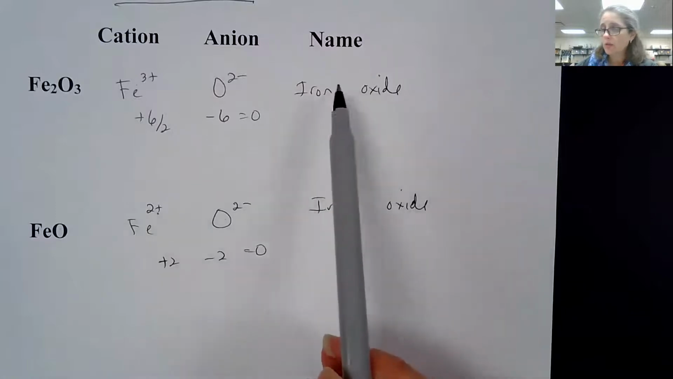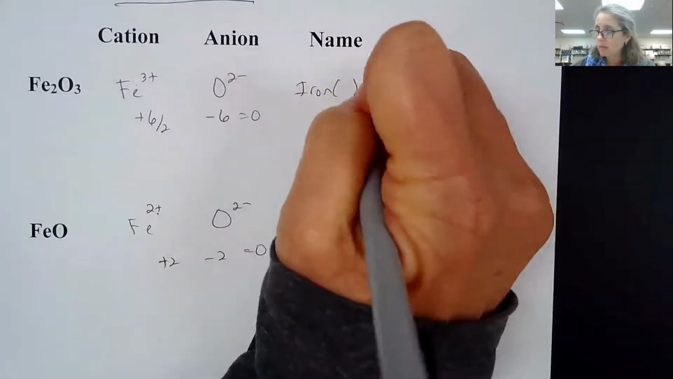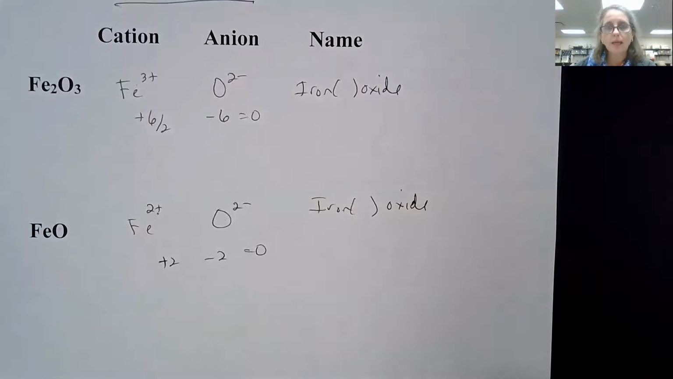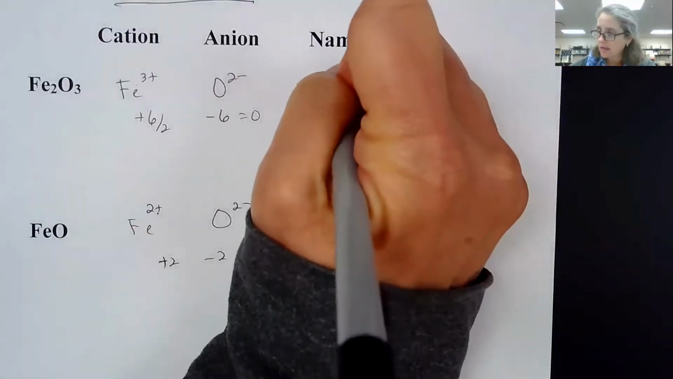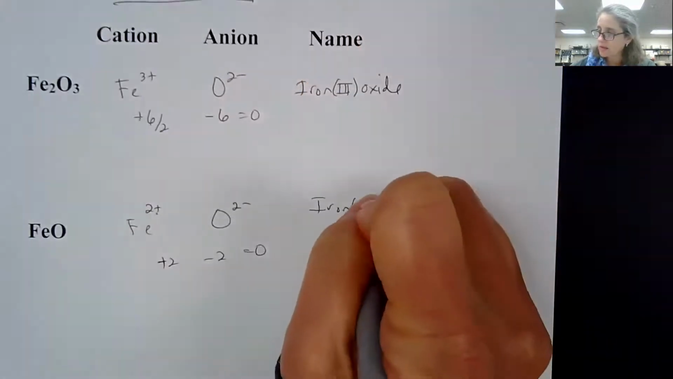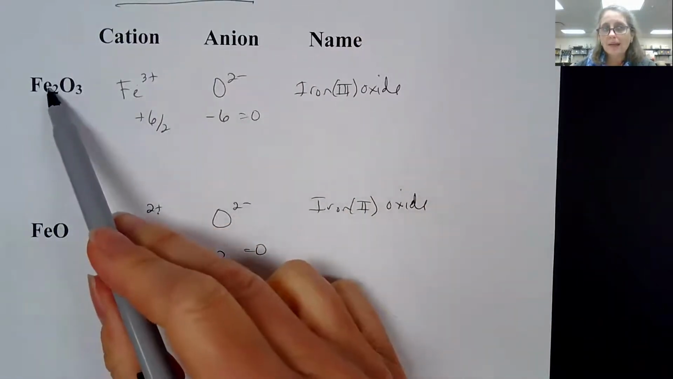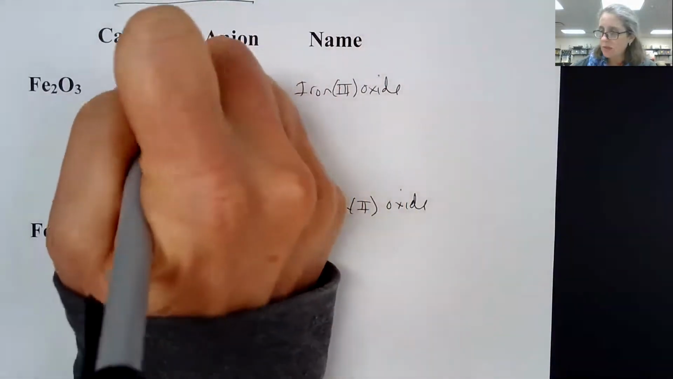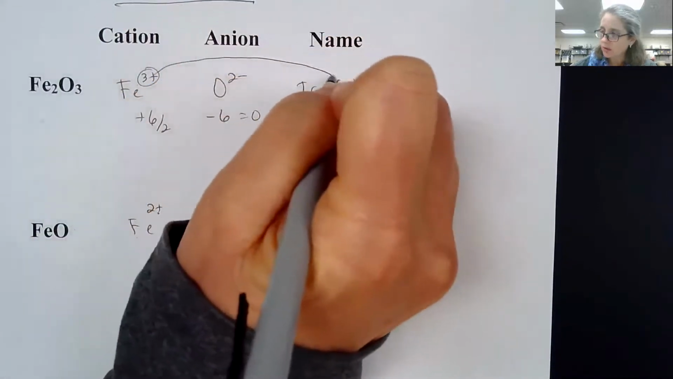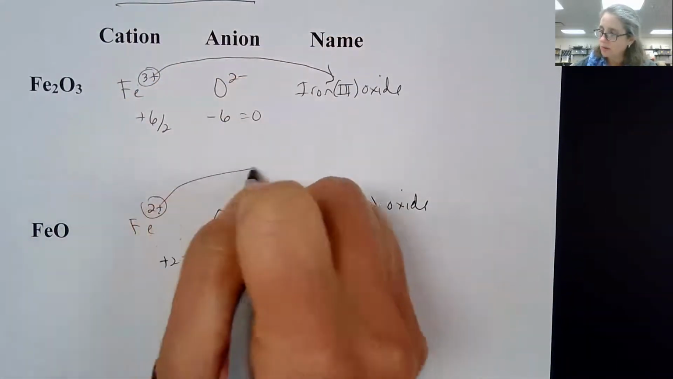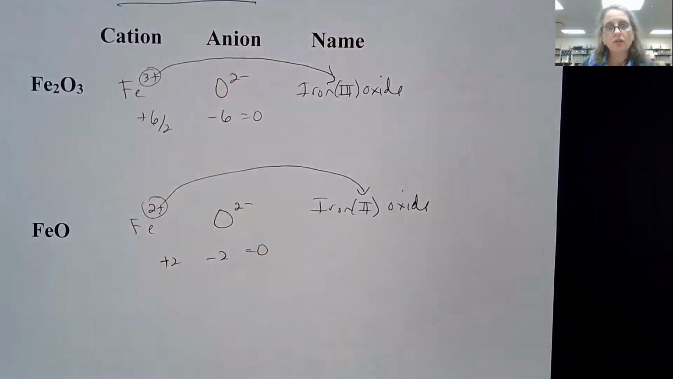This naming system is because iron can be the +3 variety or the +2. So we're going to use a Roman numeral. The Roman numeral is going to go between the names, in parentheses. So this is going to get the Roman numeral 3, and this is going to get the Roman numeral 2. It has nothing to do with how many iron are there. What it has to do with is the charge. That Roman numeral has to do with the charge of iron.